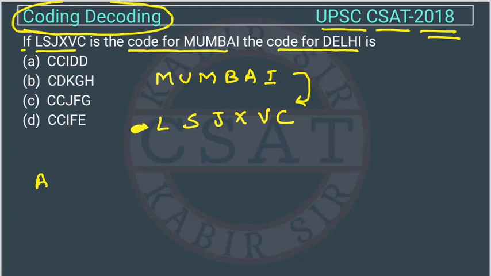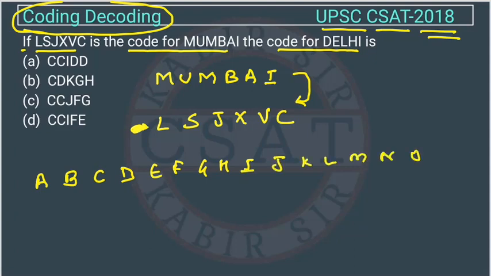If you have ABCD in front of you, you can do this question very fast. So it is better if you write, whenever you see this kind of question, immediately just write ABCDEFGHIJKLMNOPQRSTUVWXYZ.